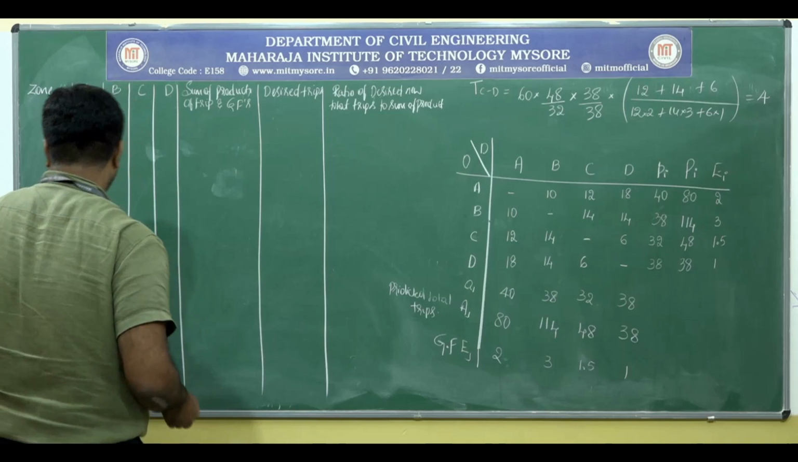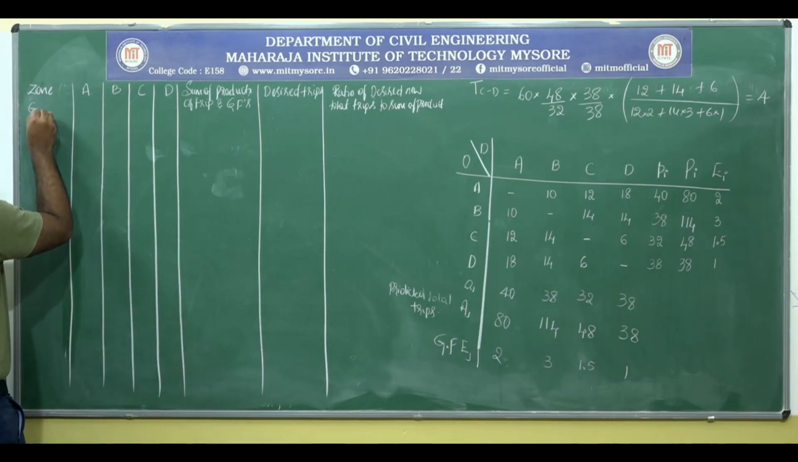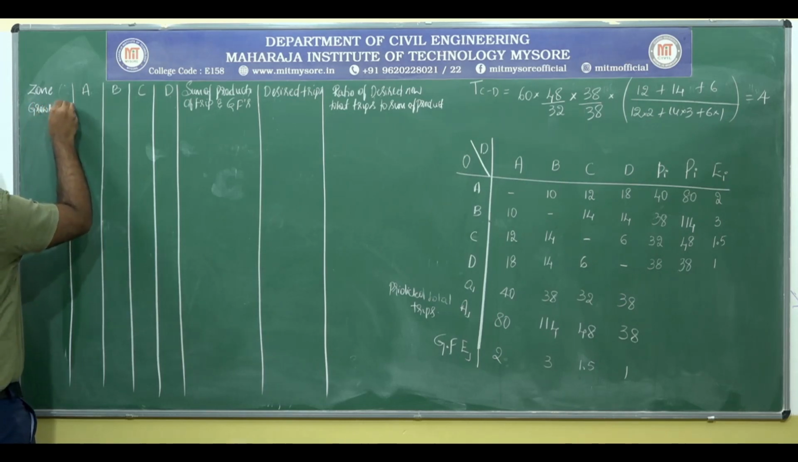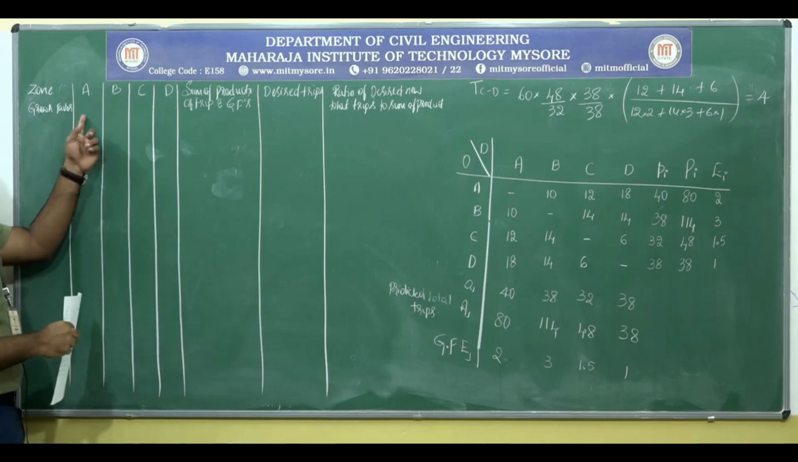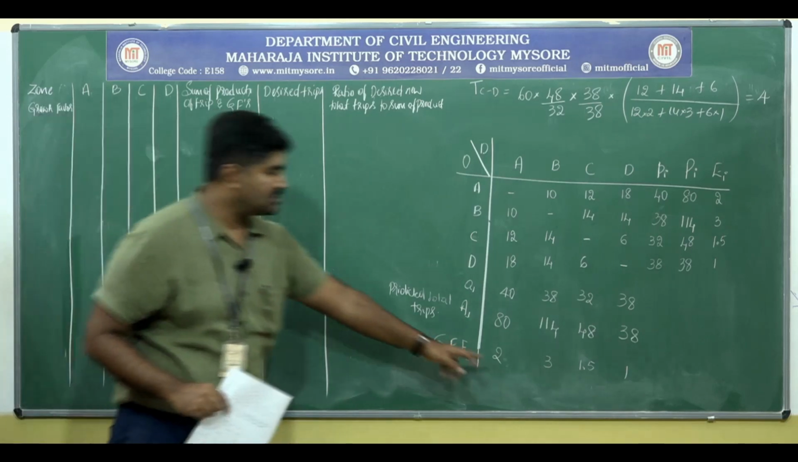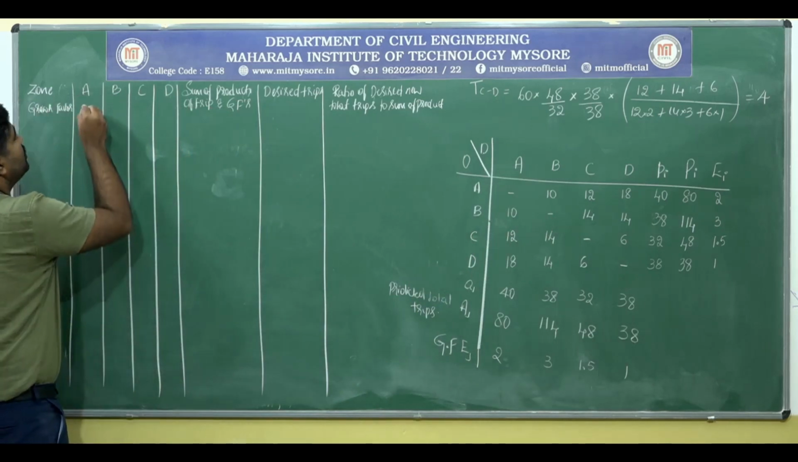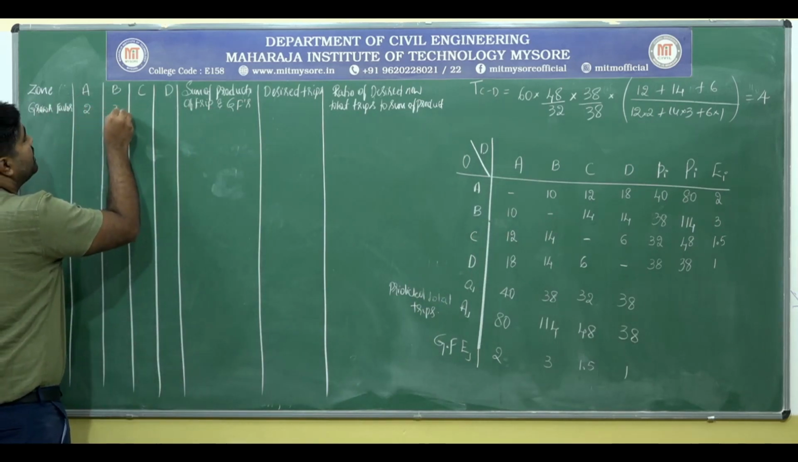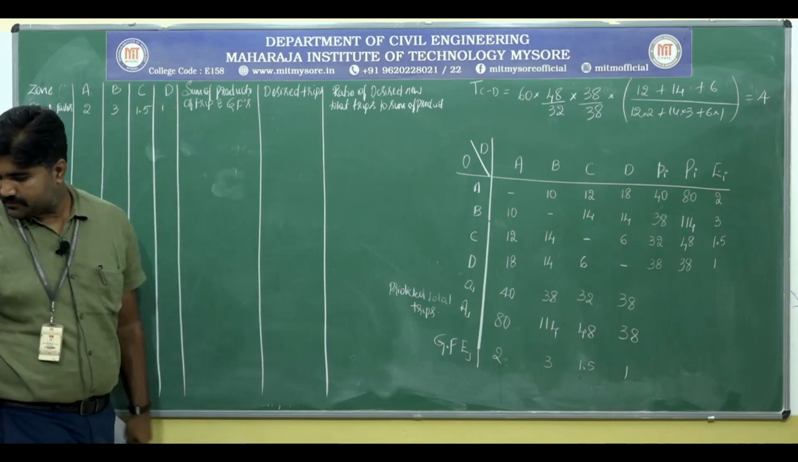Now I will show how to do. Okay, first row, that is the growth factor. Okay, write down here, growth factors. Okay, for zone A, B, C, D, the growth factors are 2, 3, 1.5, 1.